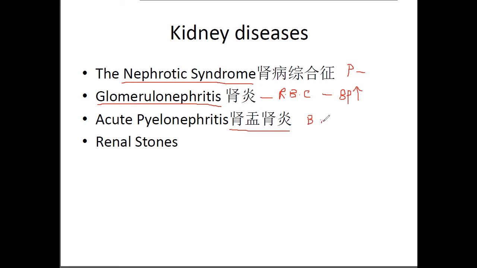And then the third one is bacterial infection. If we check the urine for bacterial infection, mainly there are white blood cells in there, and maybe some bacteria also. So that's a little bit different from the other two. It's still possible to have red blood cells and some blood protein, but mainly it's white blood cells and bacteria. And the last one is kidney stone. Kidney stone mainly causes a painful situation, with the stone blocking in there.